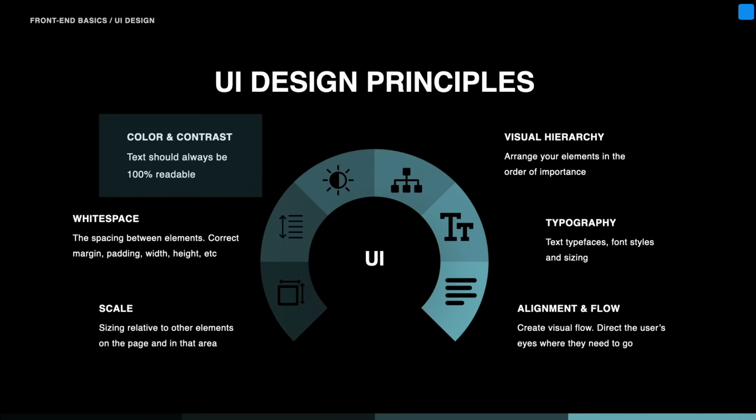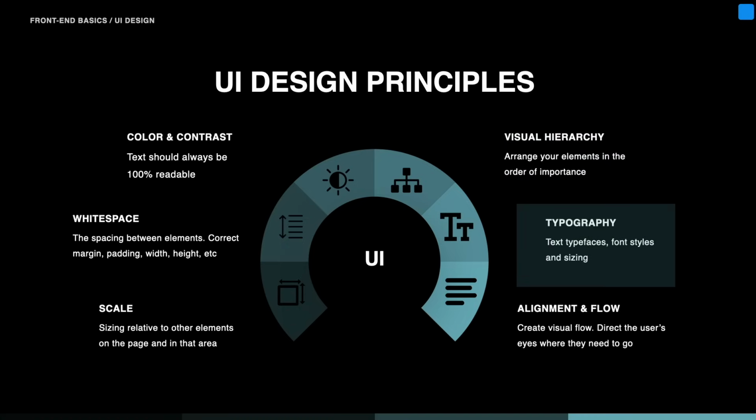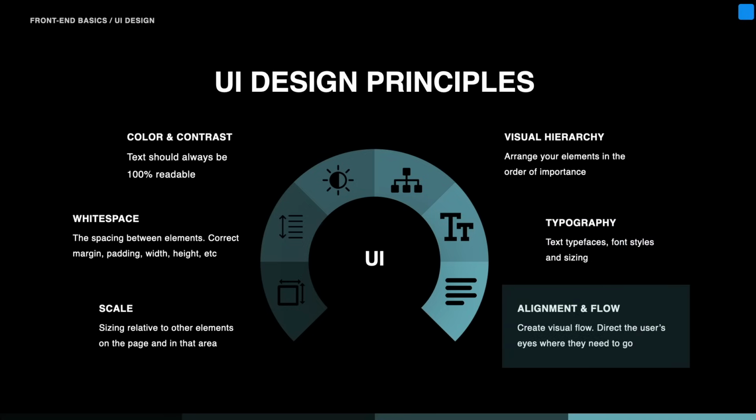All right, visual hierarchy, so arranging your elements in order of importance. We have typography, which is text, typefaces and font styles, things like that. And then alignment and flow, so directing the user's eyes to where they need to be. I think if you understand these basic design principles, it'll help you as a front-end developer. And Gary Simon's channel design course is actually really good for this type of stuff.